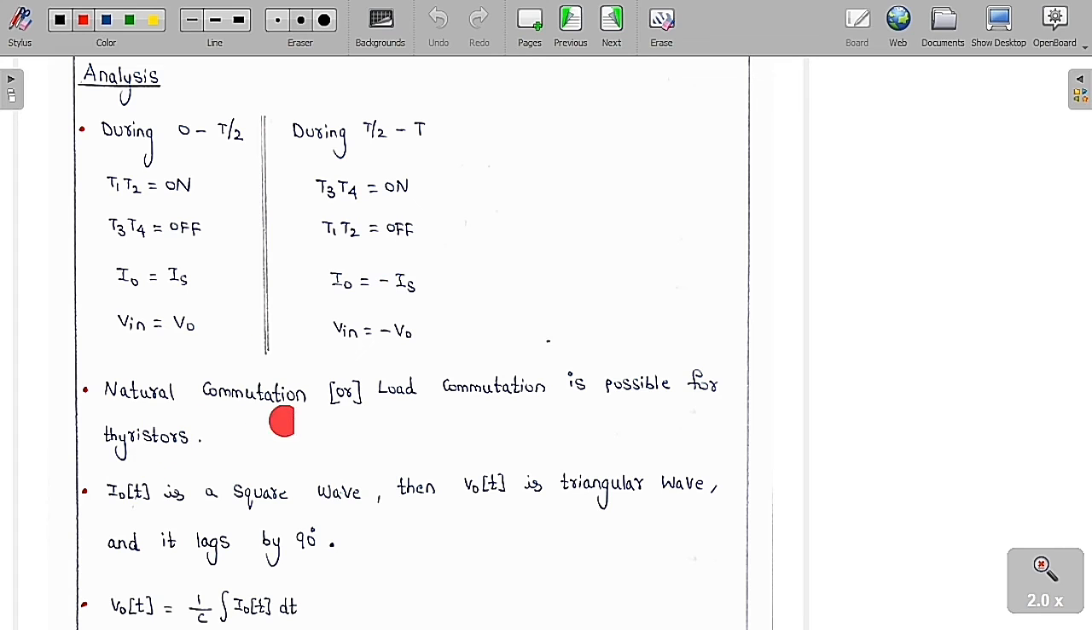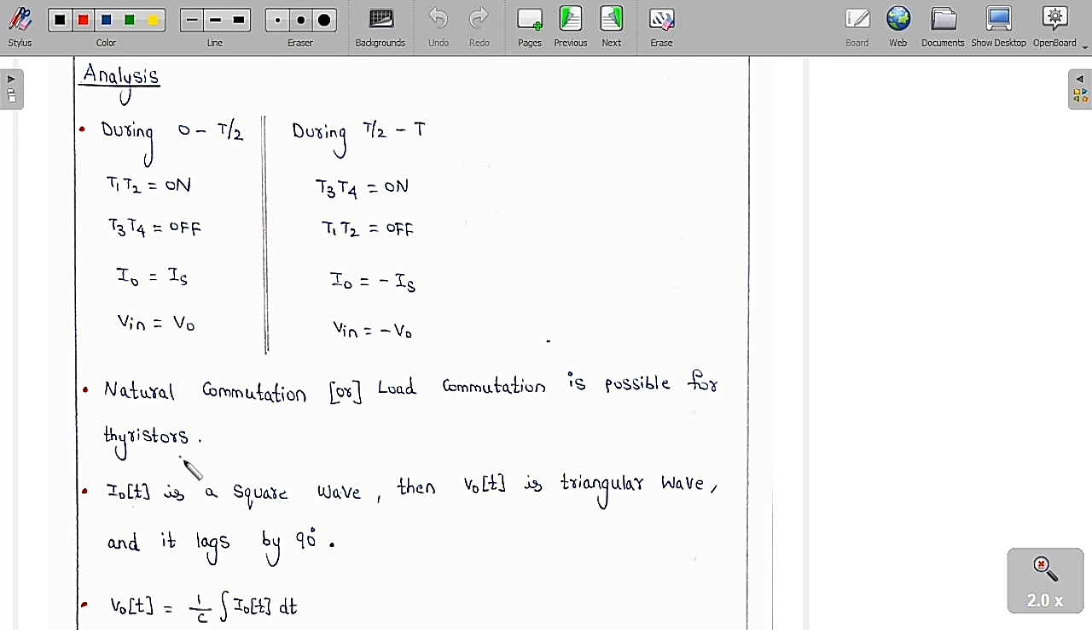So natural commutation or load commutation is possible for the thyristors. In this case, the load commutation is possible because whenever T3, T4 are on, the capacitor voltage is going to produce a negative voltage across T1, T2, so they are going to get turned off. Similarly, whenever T1, T2 are on, this capacitor voltage is going to produce a negative voltage across T3, T4 and they are going to get turned off.